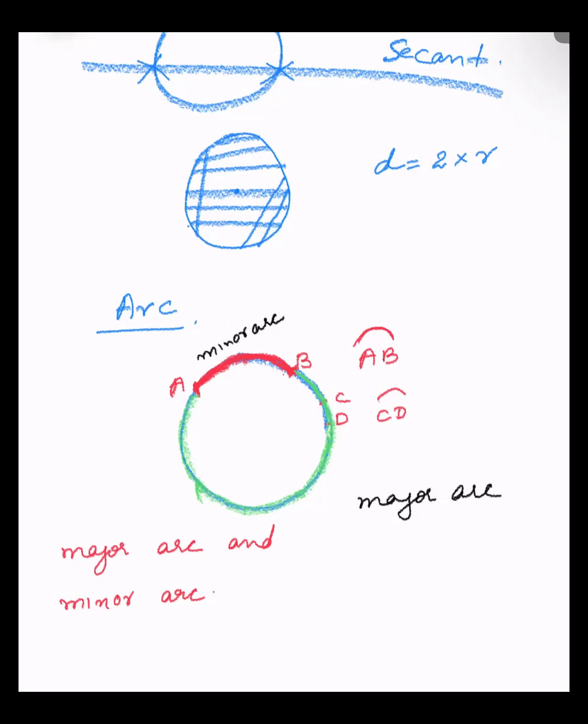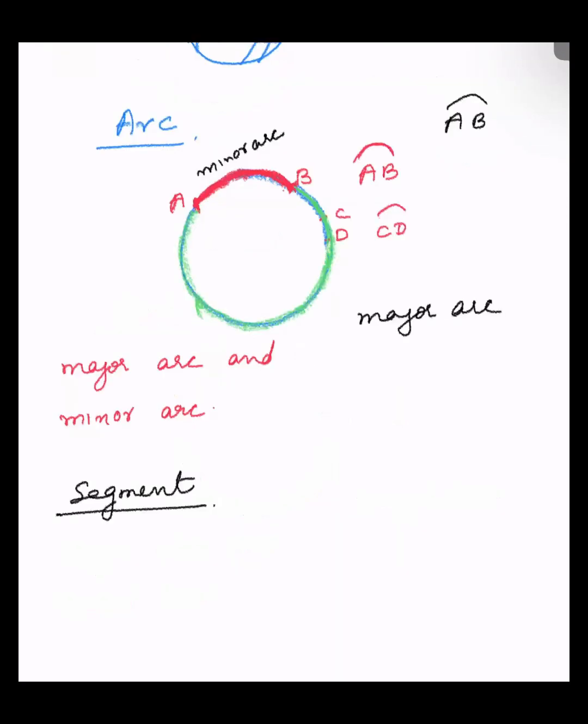Understood? So whenever I refer to arc AB, in maths, it's like this. When I say arc AB, actually they are referring to the minor arc. When I'm not talking about major arc or minor arc, and I'm just saying arc AB, that means they are talking about the minor arc. And if I want to talk about the major arc, I have to explicitly say major arc AB.